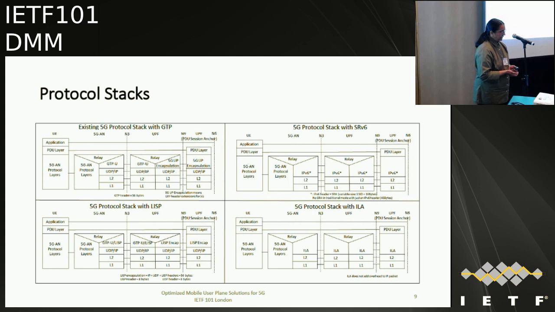And then there is an N9 interface between the UPF closer to the edge and the UPF that is closer to the internet or the data network. That is the PDU session anchor. It's called 5G user plane encapsulation in here because the work is still progressing in 3GPP and they need to see what extensions are necessary for the GTP header.